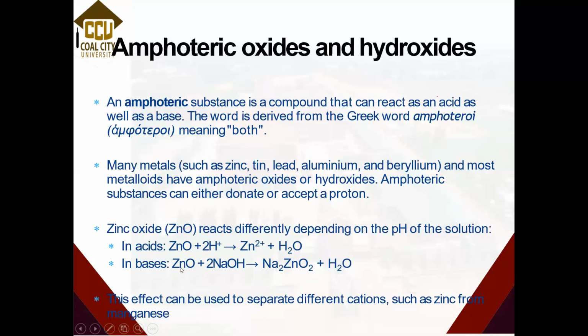If it reacts with a base, which is zinc oxide reacting with NaOH, it gives me Na2ZnO2 plus H2O. So it reacts with a base differently from the way it reacts with an acid. This effect can be used to separate different cations such as zinc from manganese. Because of the property of zinc to act both as an acid and as a base, it is a very important property that we use in the laboratory to separate out different cations such as zinc and manganese.